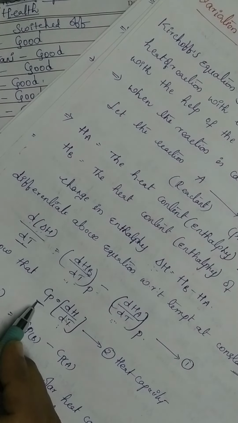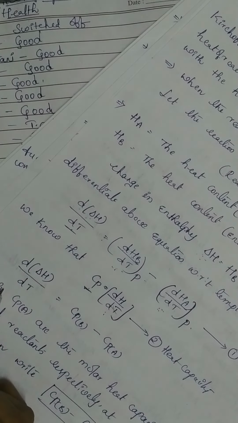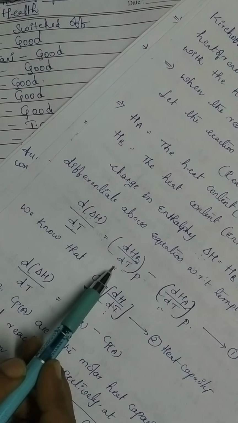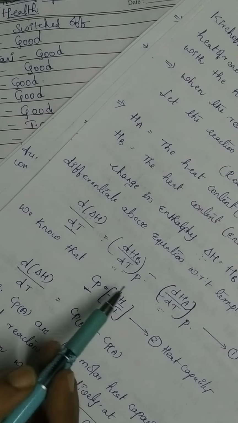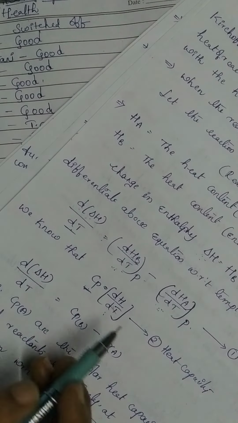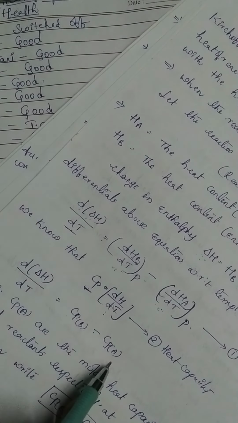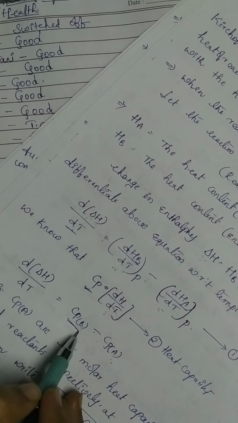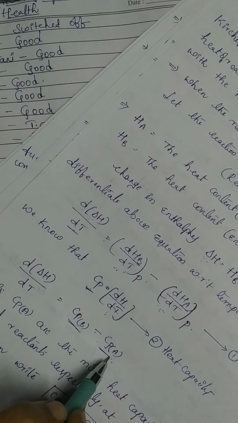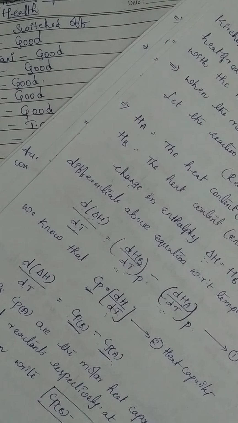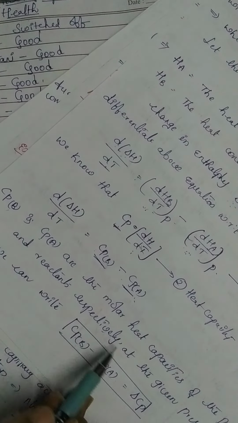So in the dH by dT place we can write Cp. Next step, the differentiation of delta H by dT stays as it is. Next, here we have two Cp terms. Both are dH by dT, so both are Cp only. But what is the difference? HB belongs to the products, so CpB, minus HA belongs to the reactants, so CpA. CpB minus CpA is the difference between the molar heat capacity of products and of reactants. CpB and CpA are the molar heat capacities of the products and reactants respectively at the given pressure.